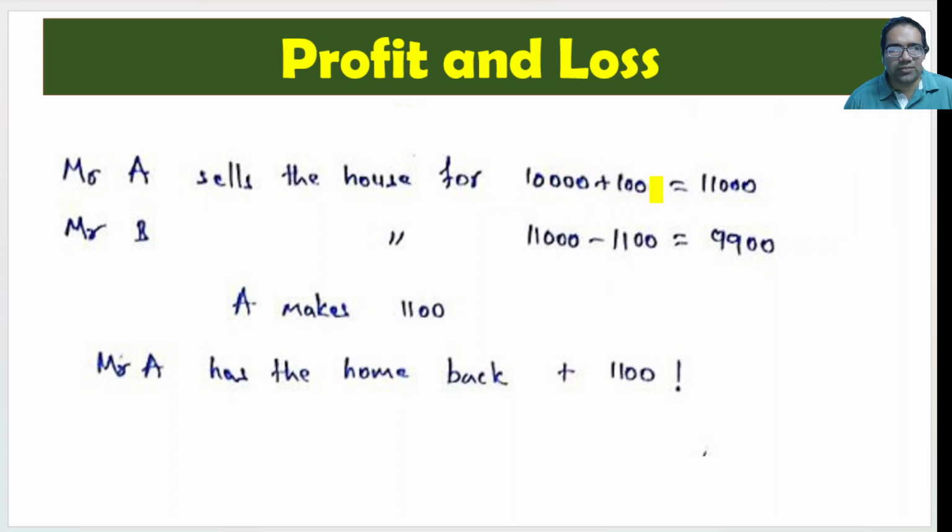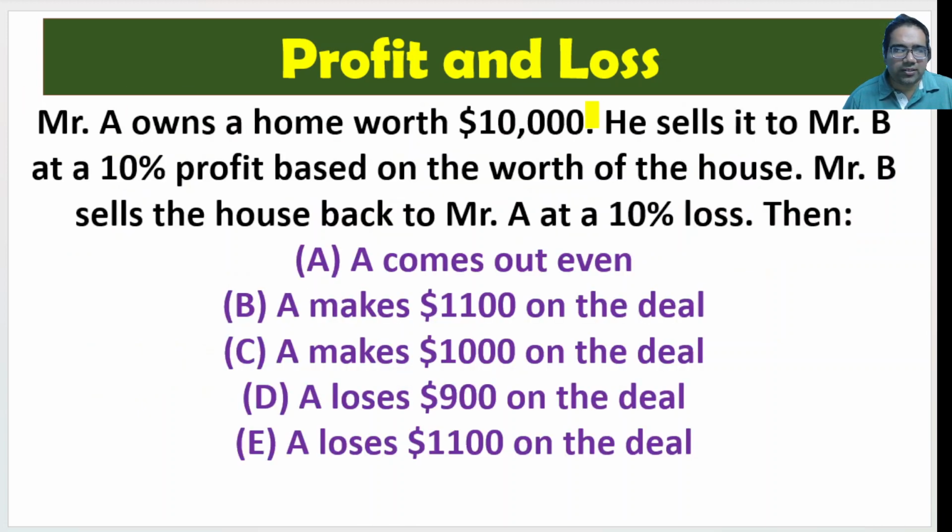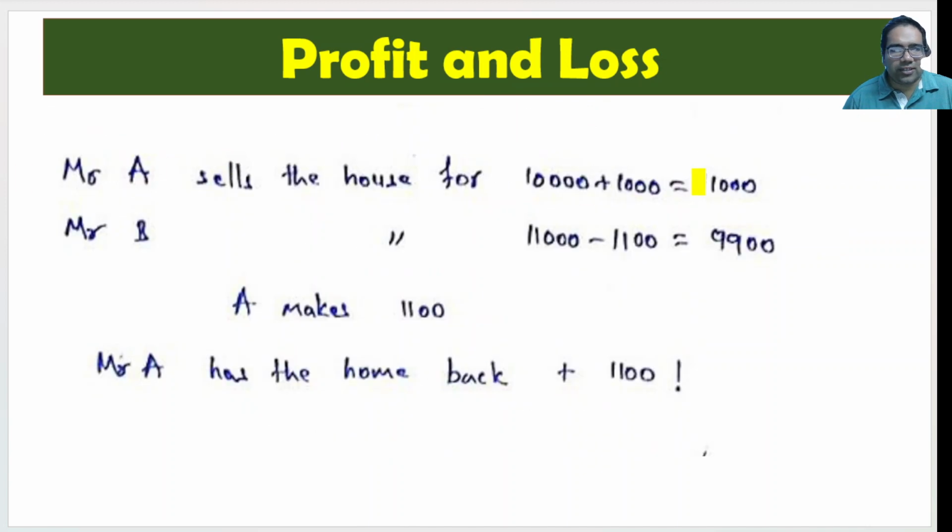The value of the house we are using only to calculate the incremental value, or the price at which it was sold. Right. Even if the house was valued at 2000 and still A sold it at 11,000 and B sold it at 9,900, then also it is 1100 only. Right.